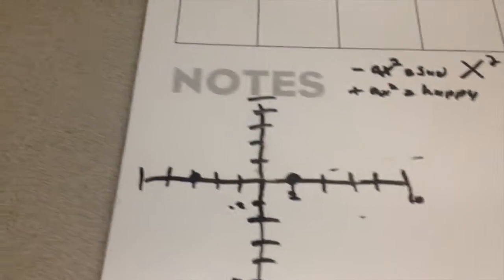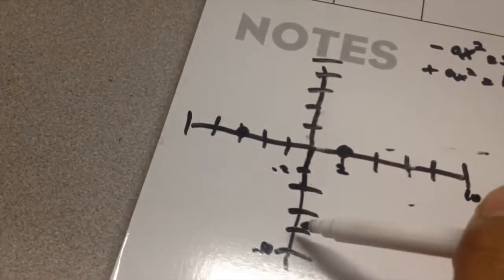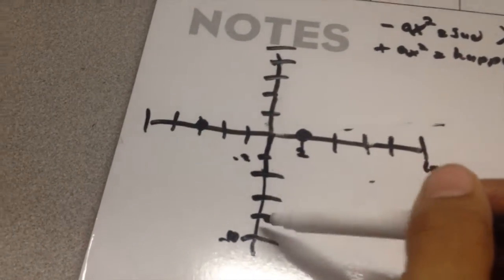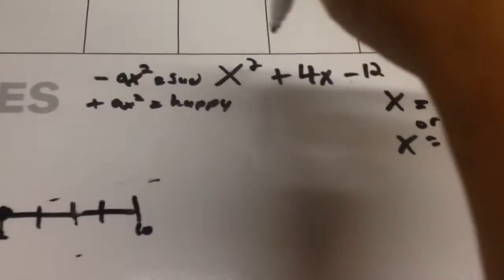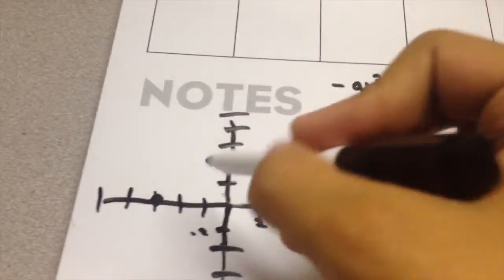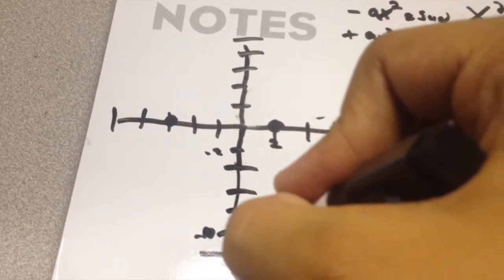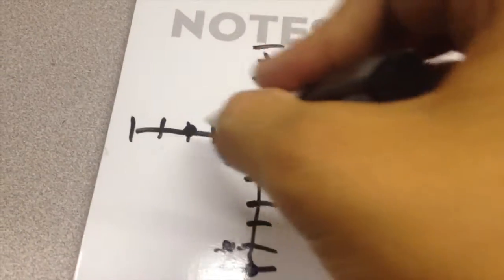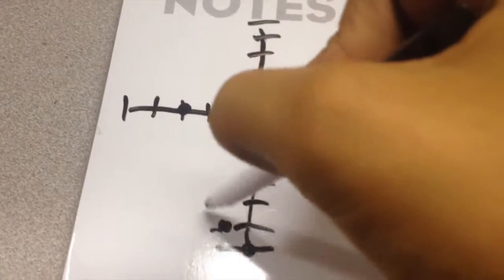So we have to plot that. So we have 1, 2, 3, 4. So 2, 4, 6, 8, 10 right here. This is where it would be negative 12. So we already know, since ax squared is positive, that it's a happy parabola. But now we can know for certain, since our y-intercept is negative 12 and our x-intercepts are negative 6 and 2. So we'll have that right here. But now we have to find our vertex.